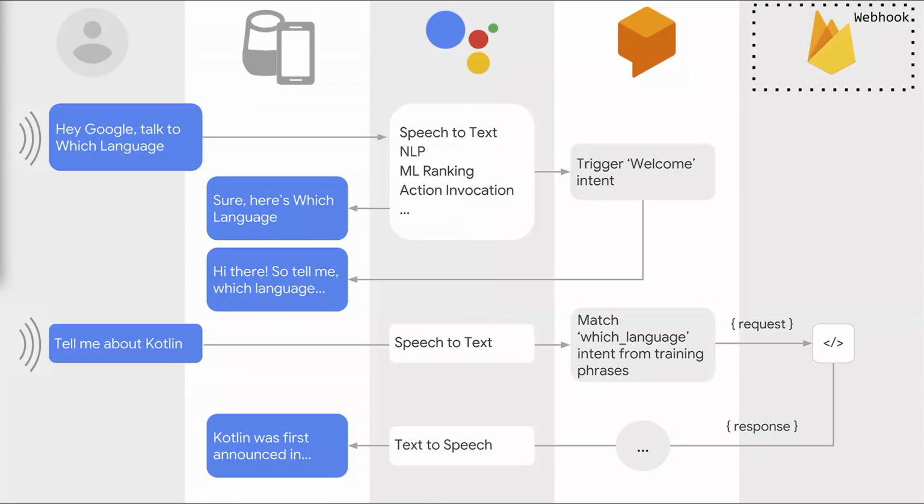And this time, the Google Assistant is going to hand off directly to my action because the user's already entered the dialogue. And it's going to handle the speech-to-text transcription, and Dialogflow is going to match the which language intent that I described earlier. But this time, instead of responding, it's going to reach out to my webhook hosted on Cloud Functions for Firebase, and it's going to dynamically pull information about that language and present it to the user.